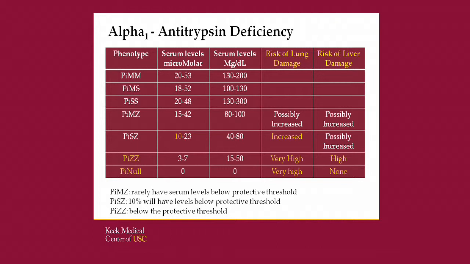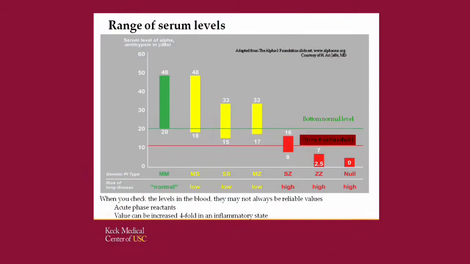The PIZZ folks are well below that 11 threshold, and so that makes them very high risk for getting liver damage and lung damage. PIZ null is that you have very high risk because you don't have the serum levels being present within the blood, but then you don't have an accumulation of those enzymes within the liver, making the risk of liver injury less. This is another depiction of how you can even see someone who's got the alpha-1 antitrypsin compared to those who did not.